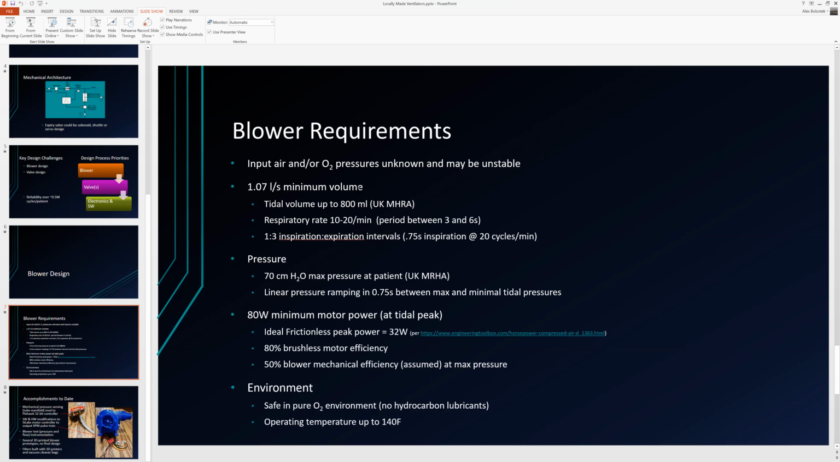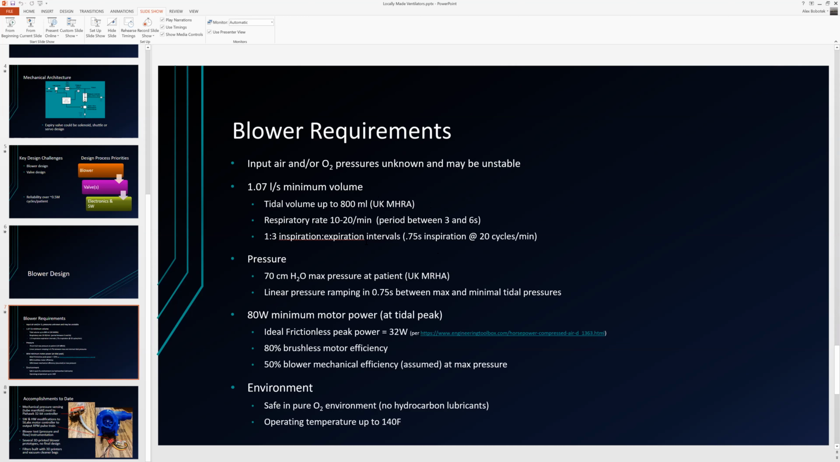But it looks like the peak airflow or gas flow that is required is just over 1 liter per second, with a tidal volume of up to 800 milliliters, maybe a liter, with an adult respiratory rate of somewhere between 10 and 20 per minute, giving us a design point of having to support a 3-second period at about 1.1 liters per second.